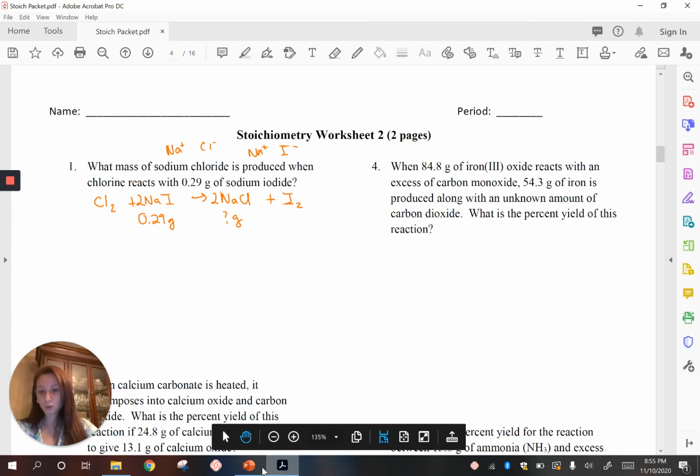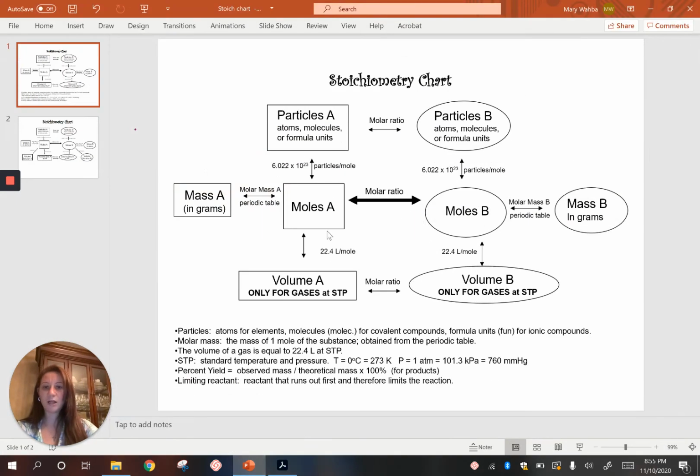So let's review our mole chart from right here. We talked about this last time, but let's review it real quick. If you have moles of a substance, you can go from moles to particles using Avogadro's number. That 1 mole is 6.022 times 10^23 particles. You can also go from moles to grams using the molar mass, so 1 mole and then the number of grams from the periodic table. You can also go from moles to volume, or liters, if it's a gas at STP by saying 1 mole is 22.4 liters. You can do the same thing with substance B.